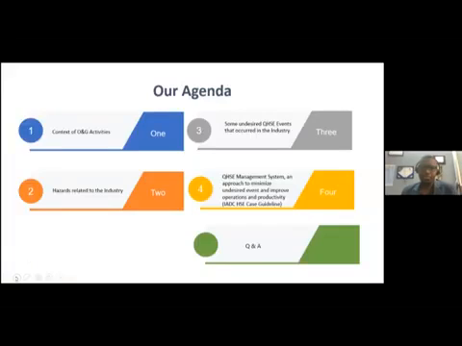So our agenda for today, we're going to see the context of the oil and gas activities, and we will also see some of the hazards related to the industries. We will see some undesired QHSE events that occurred in the industry. This is in the form of statistics from the IADC program for incident recording. We also see QHSE Management System and approach by the IADC. And then if possible, we will take some questions and answers. I guess this session is supposed to last for 1 hour. So hopefully we get to do all this within this time frame.